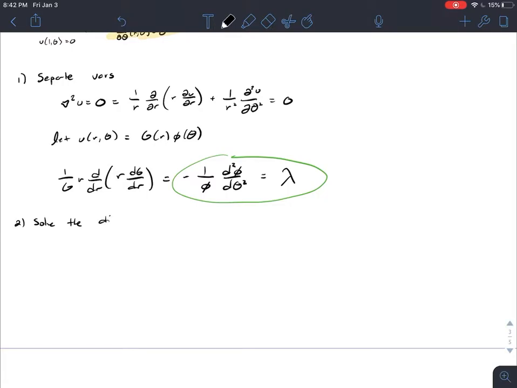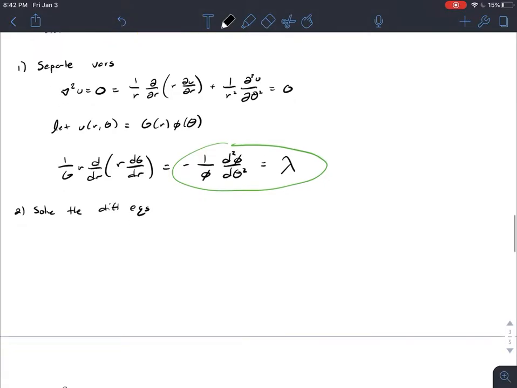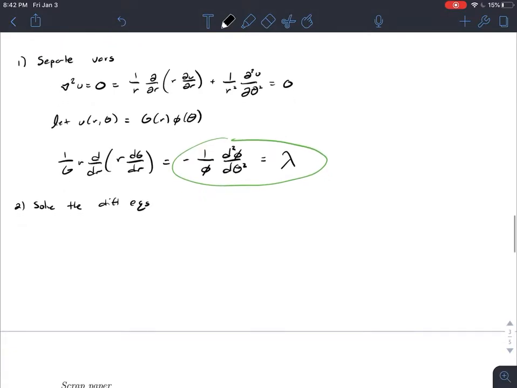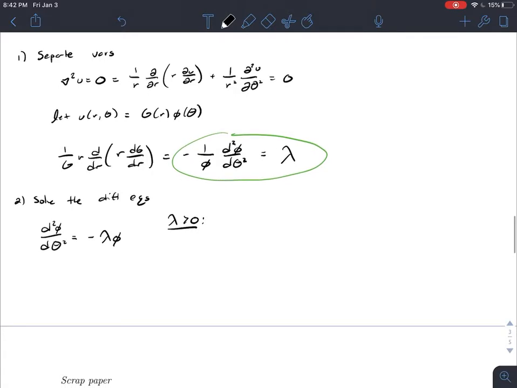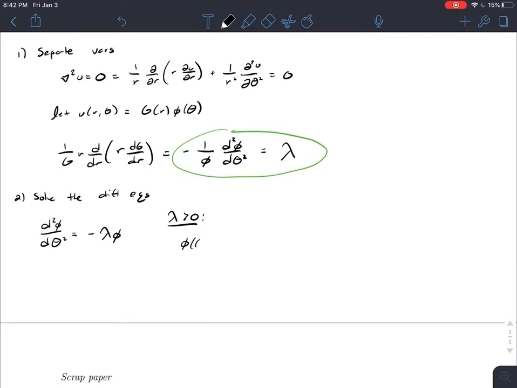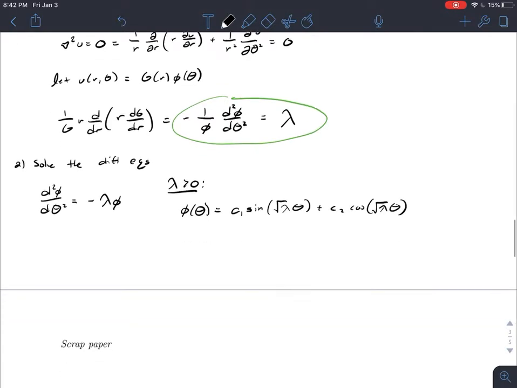Now the second step is to solve the differential equations. Let's solve the right-hand side first. The general differential equation for phi is going to look like this, but then we have cases to take a look at. Let's first take a look at the lambda greater than 0 case, because remember, lambda can be equal to 0, greater than 0, or less than 0. For greater than 0, the solution of the differential equation is c1 sine of square root lambda theta plus c2 cosine of square root lambda theta.